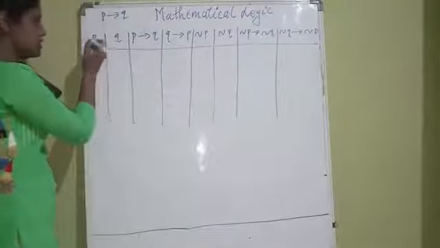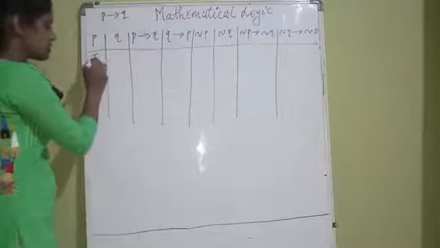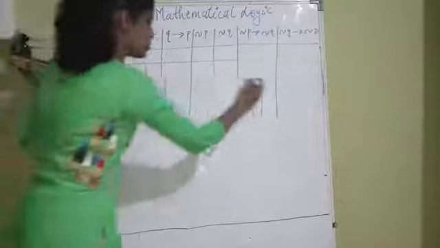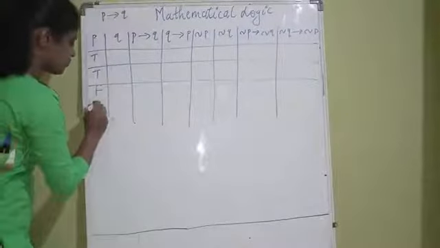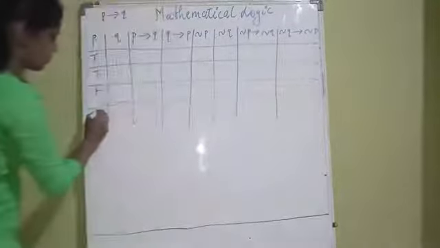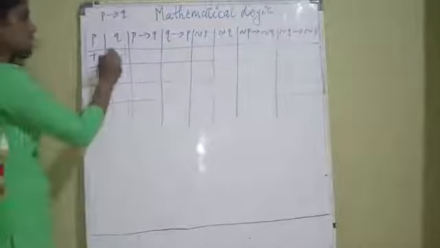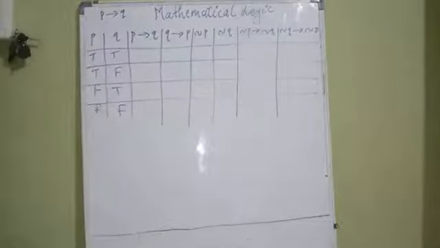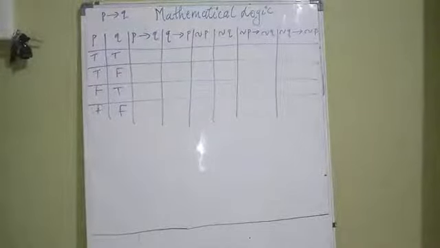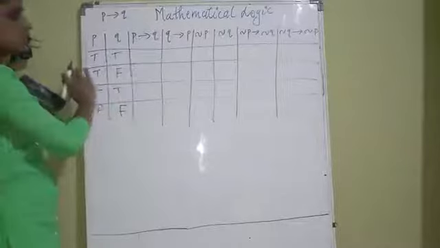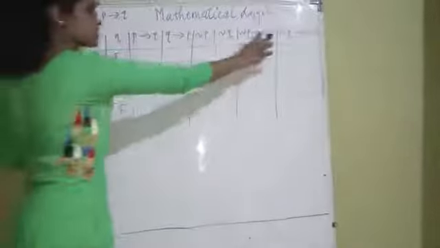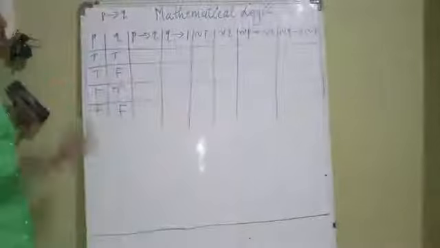Correct? So how we can write this P and Q statement: true, true, true, true, false, false, true, true, false, false. Next is true, false, true, false. Correct? True, false, true, false. Okay. So what is it? This is the conditional statement. This is the converse of the conditional statement. This is the inverse of the conditional statement, and this last one is the contrapositive of this conditional statement.